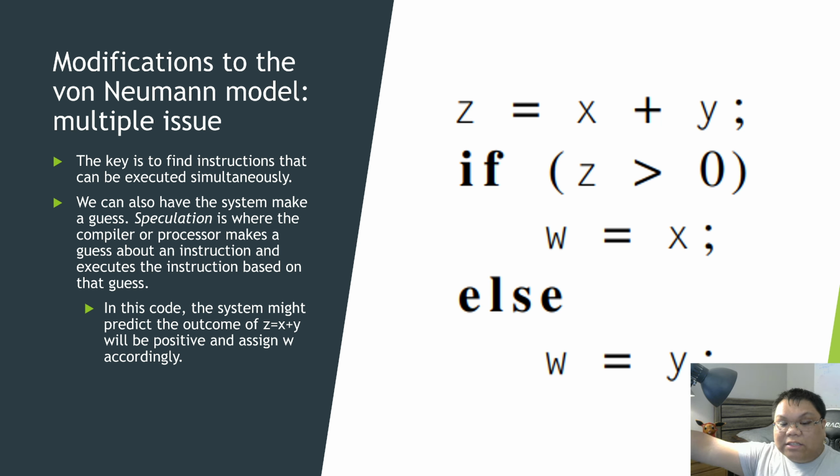So if such and such condition, do this code. Otherwise, do this code instead. If we have multiple issue, we need to make a choice between which path to take. Or in this case, we could just do both. If z is greater than 0, we don't make that choice. We just do both blocks of code at once. So one of them is going to be the right answer, and once we have evaluated z is greater than 0, we just pick out the right answer and discard the wrong answer.